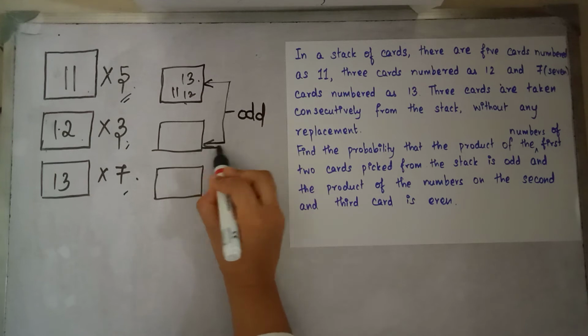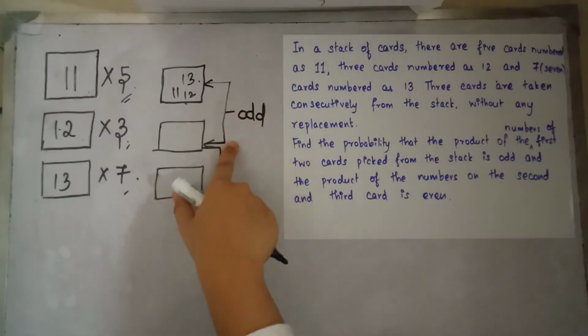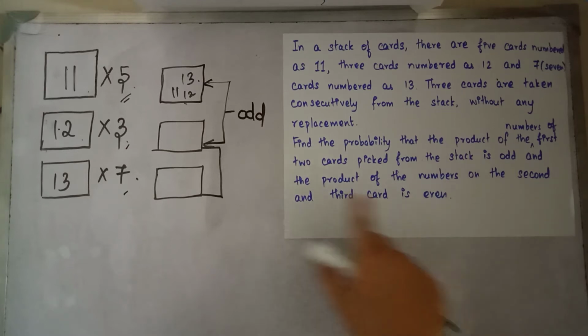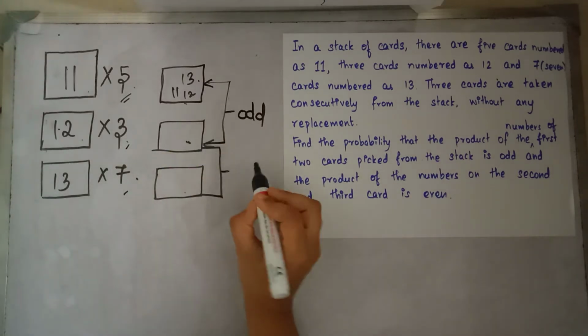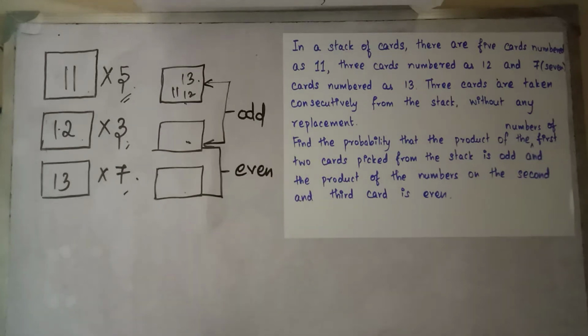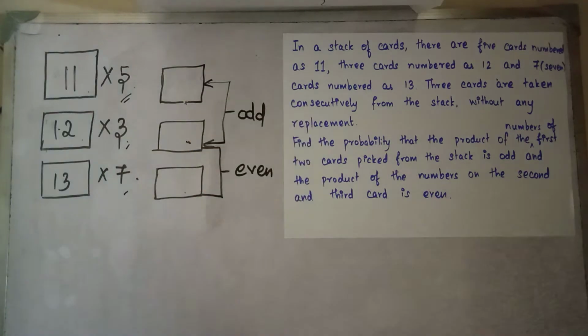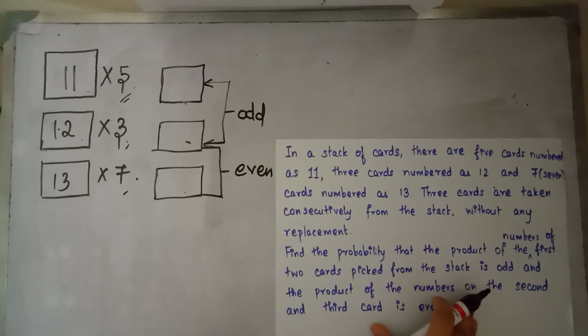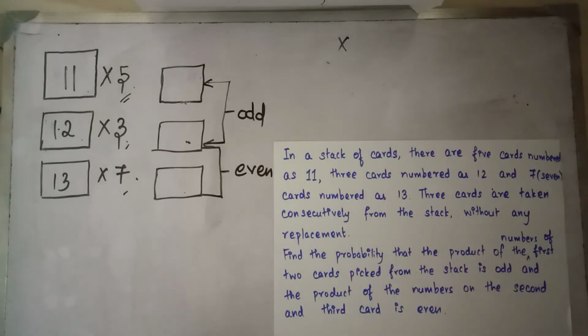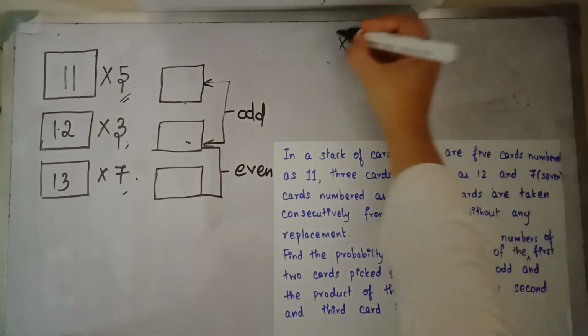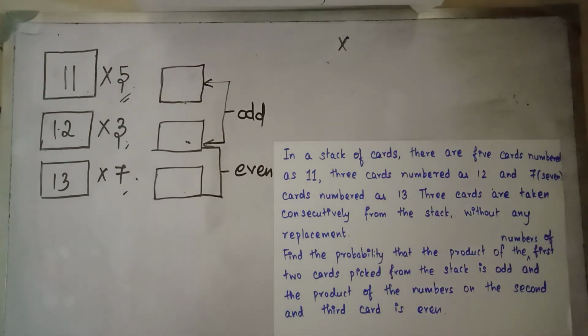And the product of the numbers on these first 2 cards is odd, and the second and third card, so second is this card again, and the third card is even. So you have to find out the probability that the first 2 cards' product is odd and the second 2 cards' product is even. So how do we approach this problem? Now, we all know that there are certain rules for multiplication of odd and even numbers. These rules are actually useful for solving any common logical problem in topics like this, involving numbers.